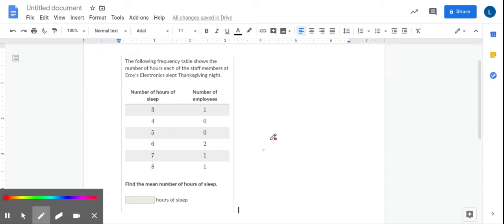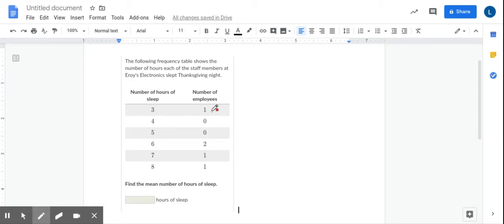Okay, this is called a frequency table. It is another way to represent data. In order to read it, you need to look at the two columns. The first one is the number of hours of sleep. That's the data that we're going to actually look at. The other column is number of employees. That's how many times that data point occurred.